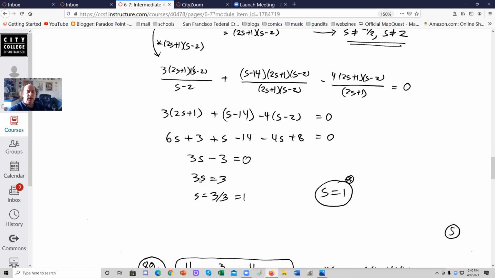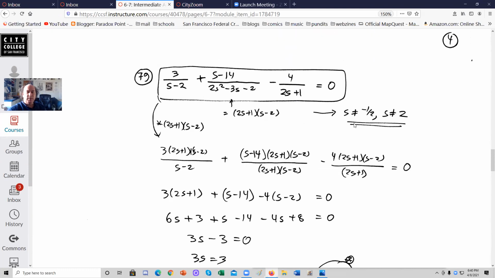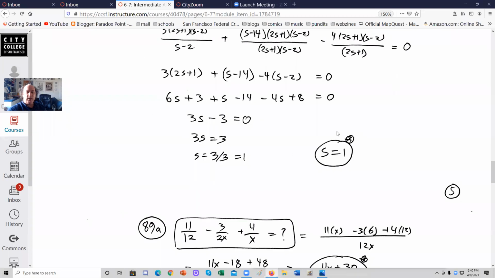Add 3 to both sides, 3s equals 3. Divide both sides by 3 and s equals 1. And that's not forbidden in the original equation. So s equals 1 is a solution.